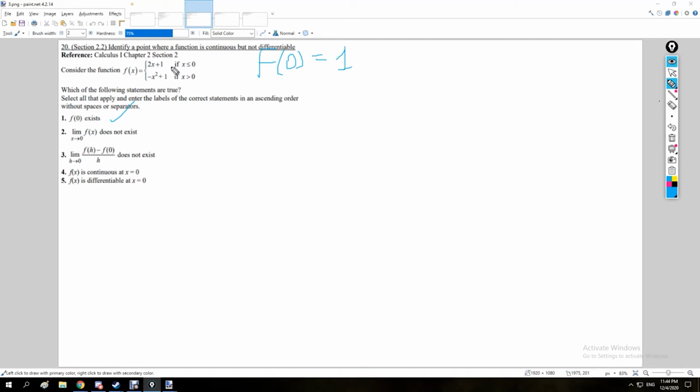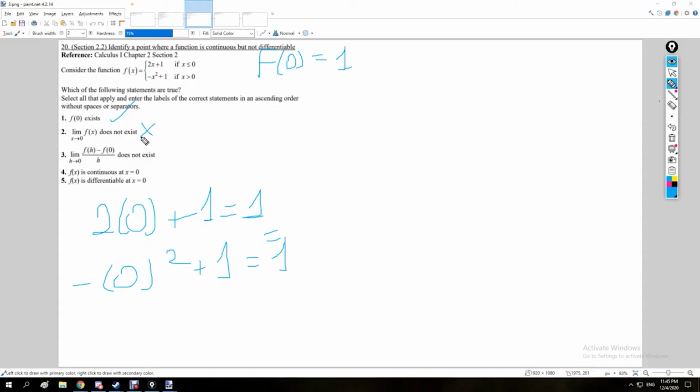We have to check the continuity of f of x at the point x equals 0. So again, substitute 0 into these two equations. The left side limit will be 2 times 0 plus 1, which is 1. And the right side limit will be minus 0 squared plus 1, which is also equal to 1. Both of these are equal, and they're equal to f of 0, which means that the limit does exist, which means that number 2 is wrong.